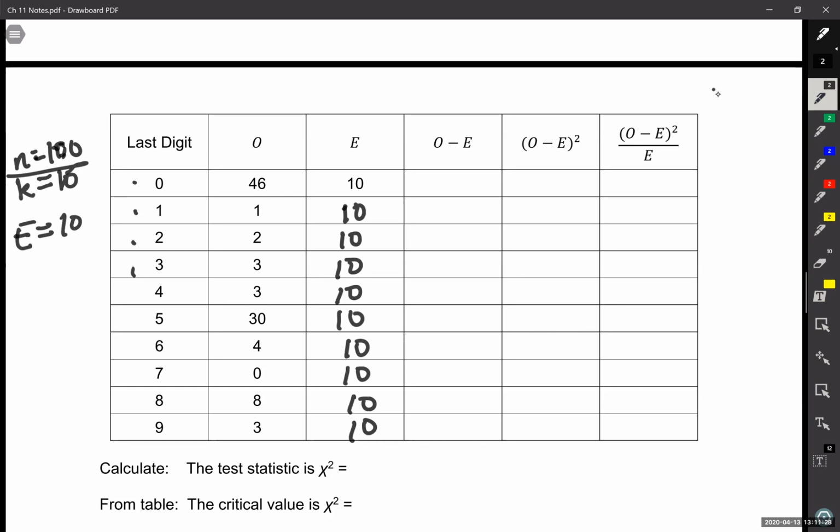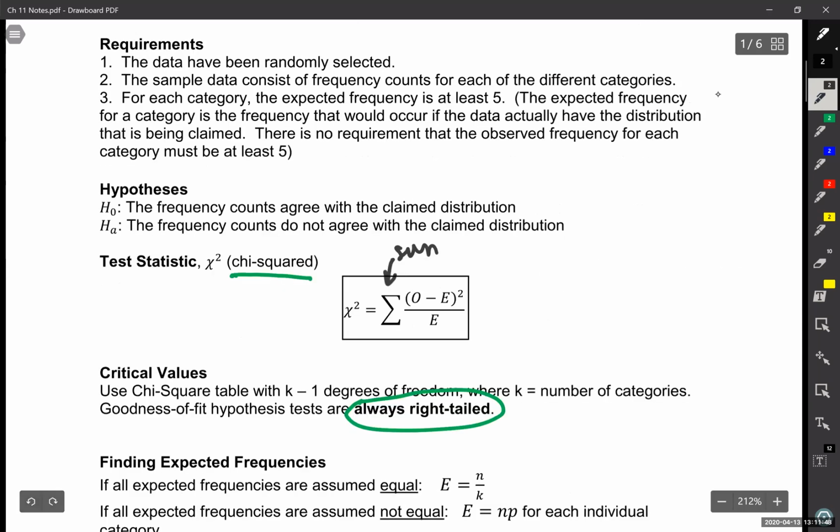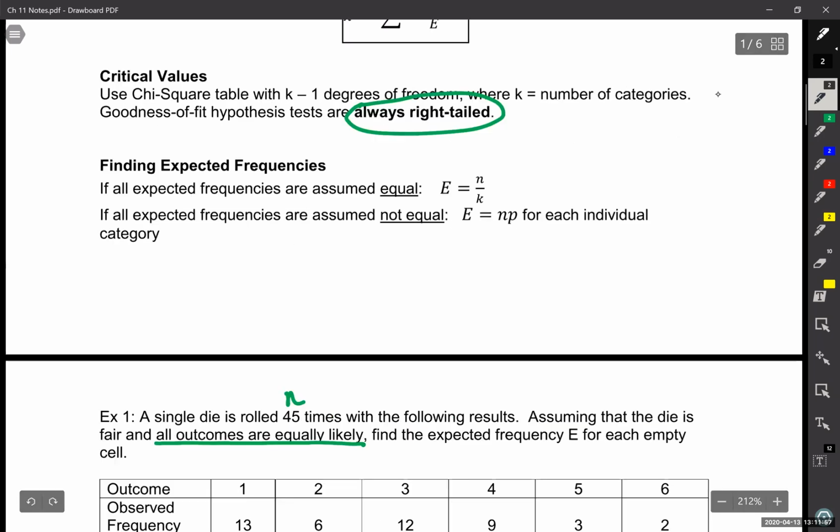Actually, let me back up a second. We are now on the formula we're using right here in the box. Chi-squared is equal to the sum of the observed minus the expected squared divided by E. So it's broken down step by step in this table right here. We are going to add everything in this last column to get our total right here.